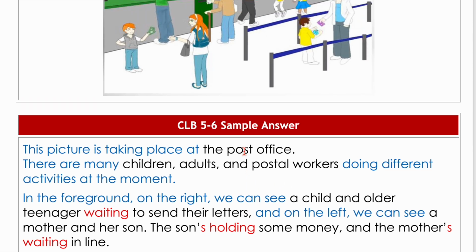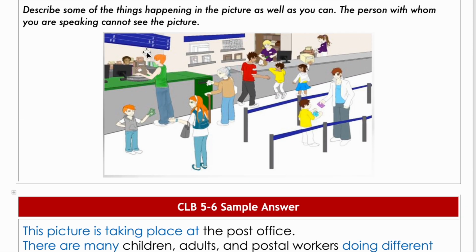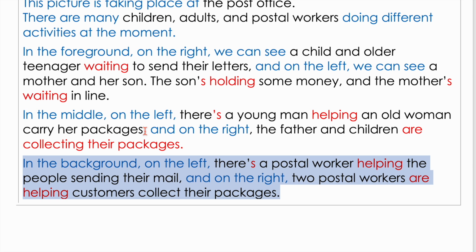So now let's get to the last part, which is the back. In the back over here. What do we have there? In the background on the left, there is a postal worker helping the people sending their mail. And on the right, two postal workers are helping customers collecting their packages. Two postal workers are. They are. There is one postal worker.